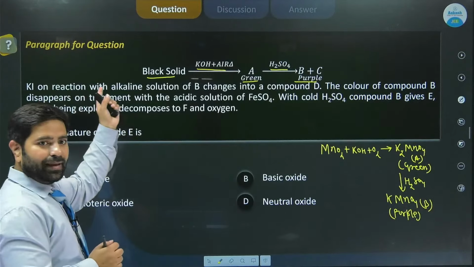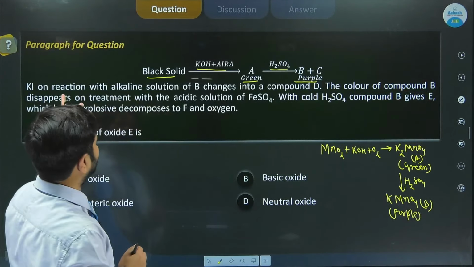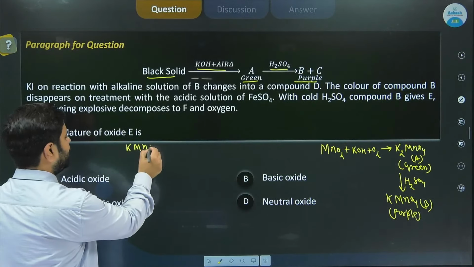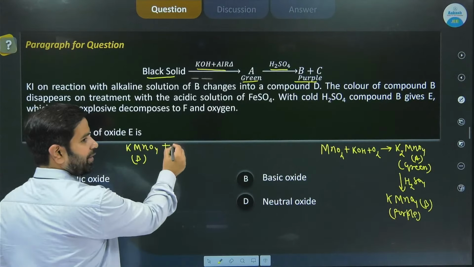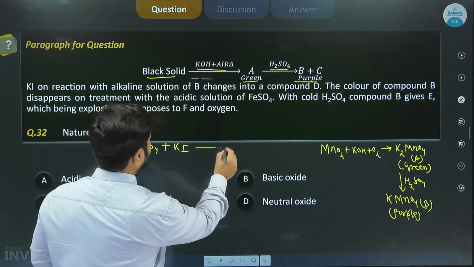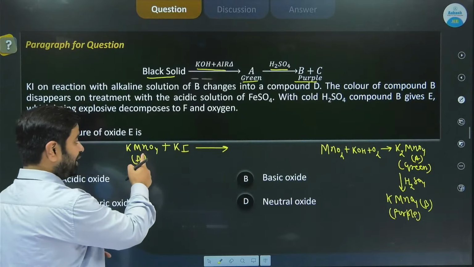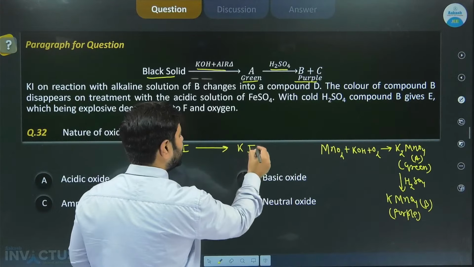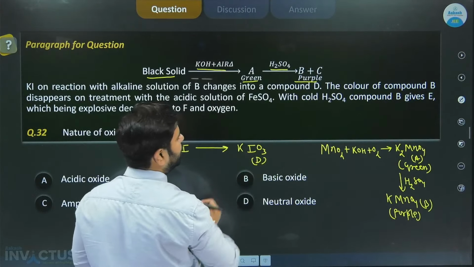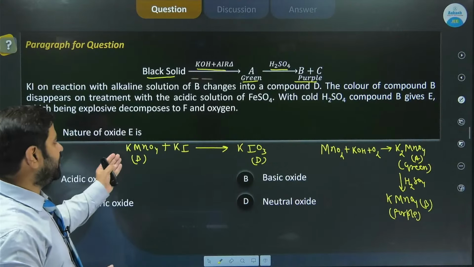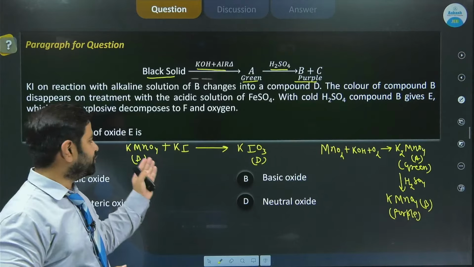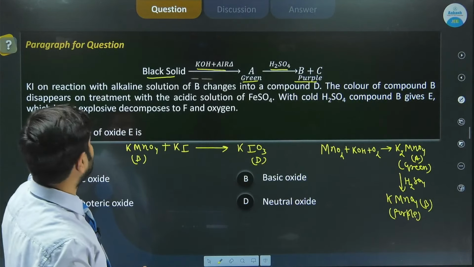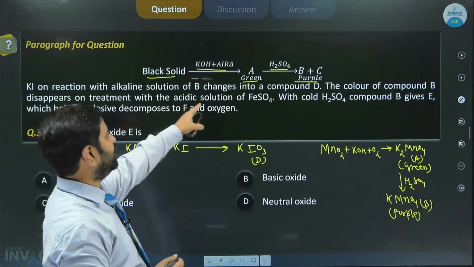Now KI on reaction with alkaline solution of B. KMnO4 is B. When it is reacting with KI, it gives compound D. That means KMnO4 will oxidize KI, so it will produce KIO3. That is compound D. It is a simple oxidation reaction, the oxidizing agent acting on KI. The color of compound B disappears on treatment with acidic solution of FeSO4.